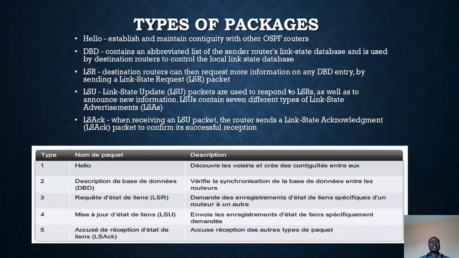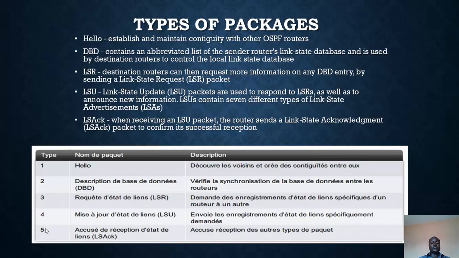The LSU, link state update. Link state updates are used to respond to link state requests, as well as to announce new information. Link state updates contain seven different types of link state advertisement. When it receives a link state update packet, the router sends a link state acknowledgement packet to confirm its successful reception.